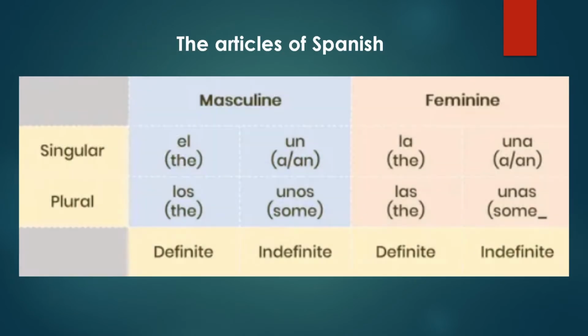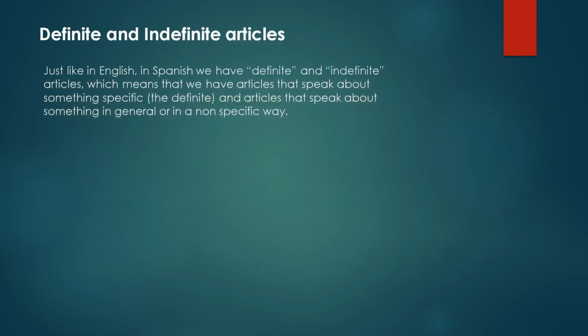So now that we know how the genders work for nouns and how the plural works, we can start taking a look at the articles in Spanish. In Spanish, we have 8 different articles, but before we start diving into them, there's one more concept that is important to discuss. In Spanish, we also have what we call definite and indefinite articles.